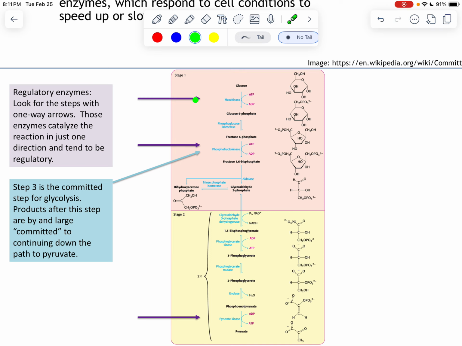So step 1, hexokinase, would be a regulatory enzyme. Step 3, phosphofructokinase, and step 10, pyruvate kinase. All are regulatory. And again, we'll talk about those in depth in the fourth video. Step 3 is the committed step for glycolysis. So once we get through this step, fructose 6-phosphate to fructose 1,6-bisphosphate, these products are really committed to continuing on down the path to pyruvate.